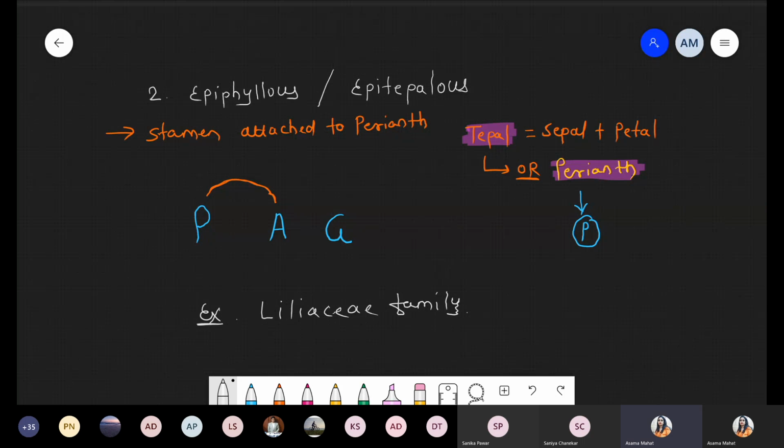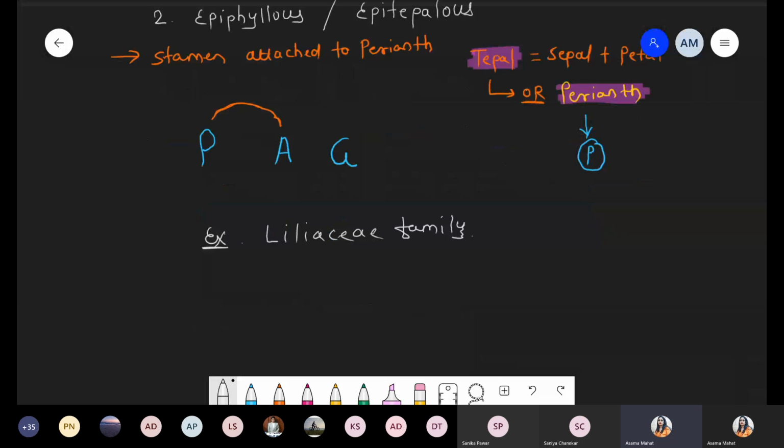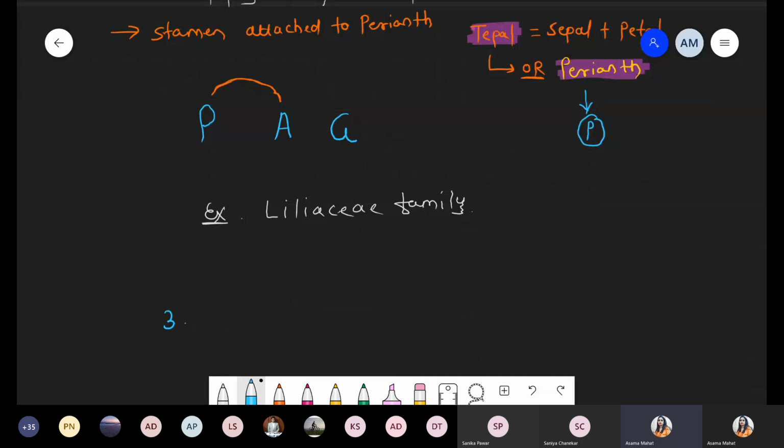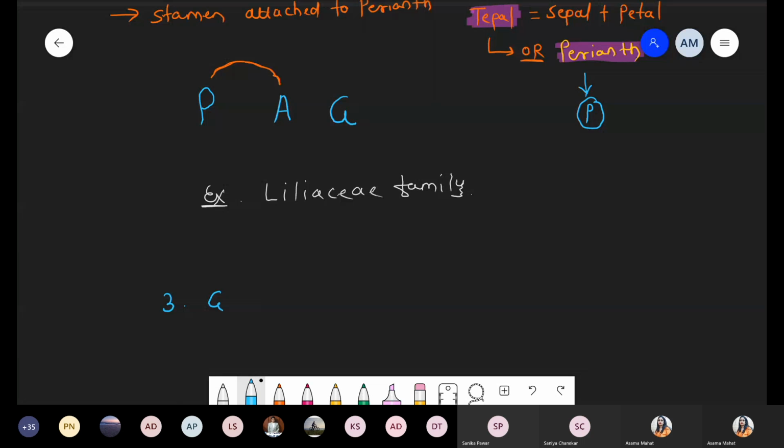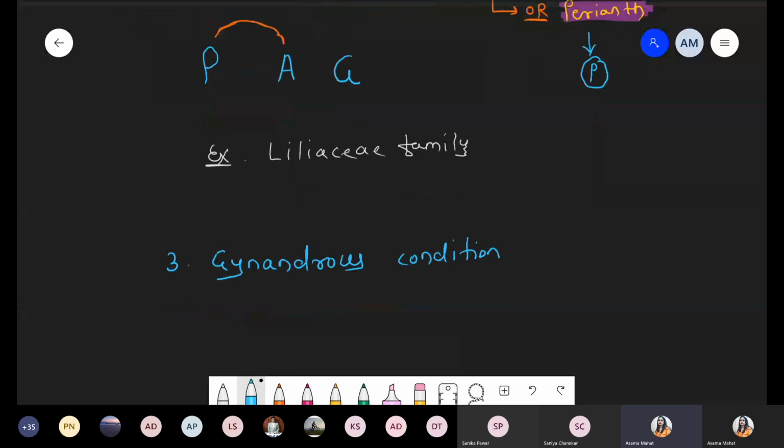And the last one is the gynoecium-androecium condition. It means the stamen is united with gynoecium. Okay, very good. So write down number 3. We are talking about the gynoandrous condition. Gyno plus andro, so this consists of both parts. It means simply that the stamen is attached to gynoecium.